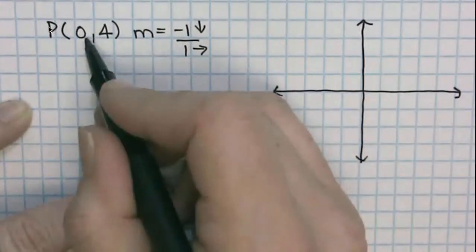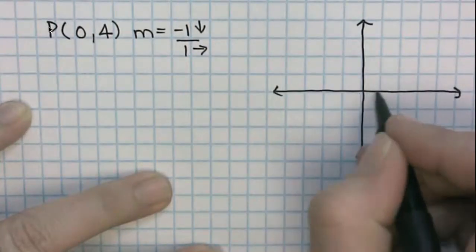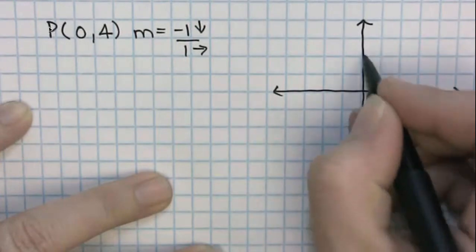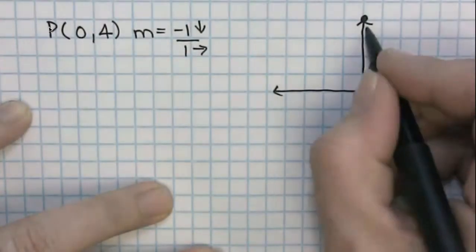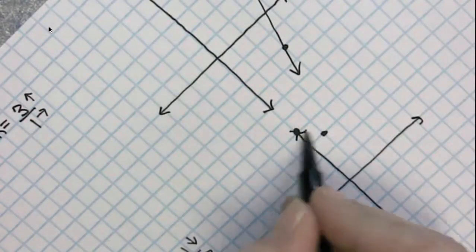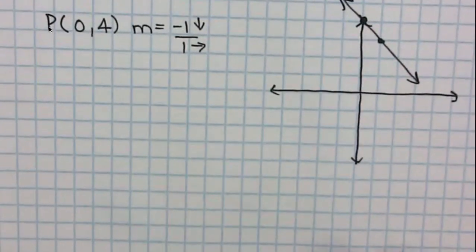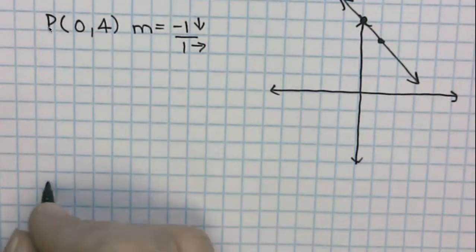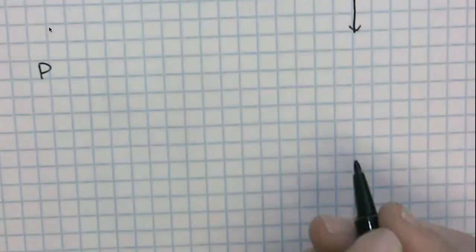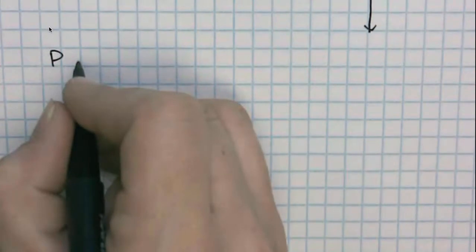I have a point at 0, 4, so I'm not going to go left or right at all. I'm going to go up 1, 2, 3, 4 and put my point. And from there I'm going to go down 1 to the right 1. And as you can see, that's a negative slope, because if I were walking left to right, I would be going downhill.